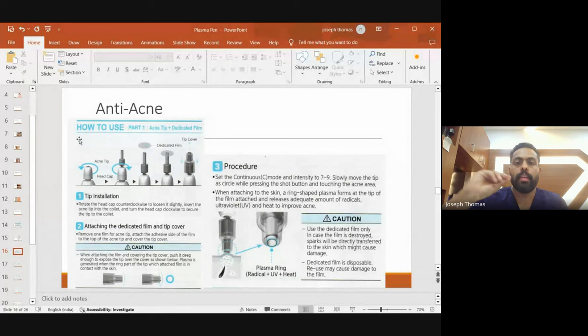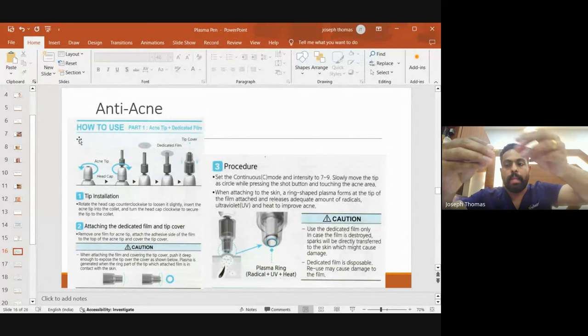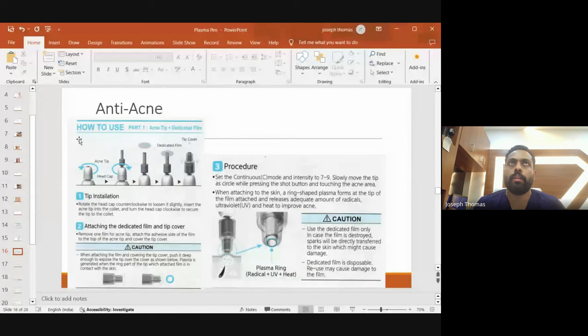It's a small plastic film, 8 covers for the tips, which you can attach. For 8 films, the cost is around 200 or 250 rupees. So you can do 8 treatments for 250 or 300 rupees. That film is required for the free radicals to be discharged from the machine. So you can do this as an anti-acne treatment also.